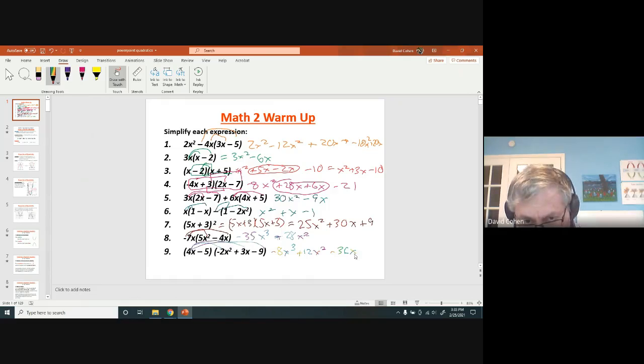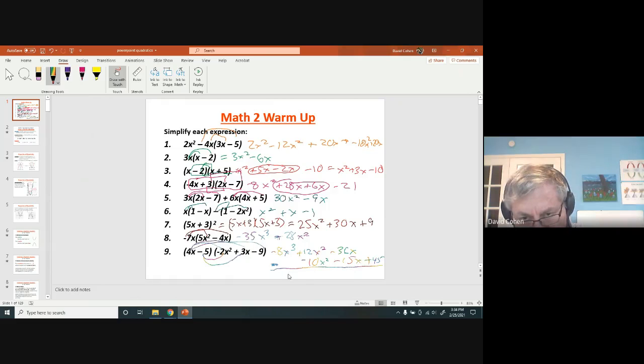Now we'll add our negative 5 terms. Negative 5 times negative 2x squared is negative 10x squared. And then we've got negative 5 times 3x, which is negative 15x. And then finally, negative 5 times negative 9. A negative times a negative is a positive. There's our 45. And let's add it all together.